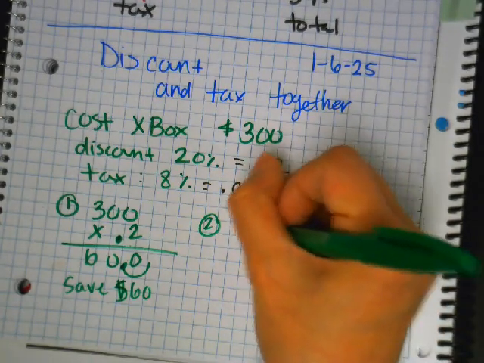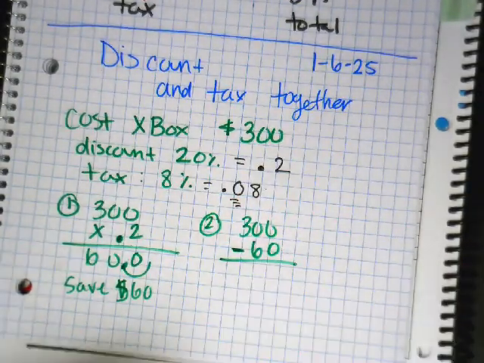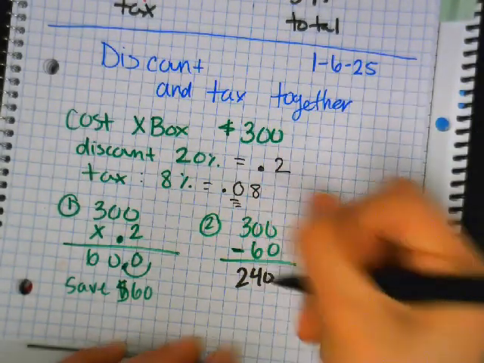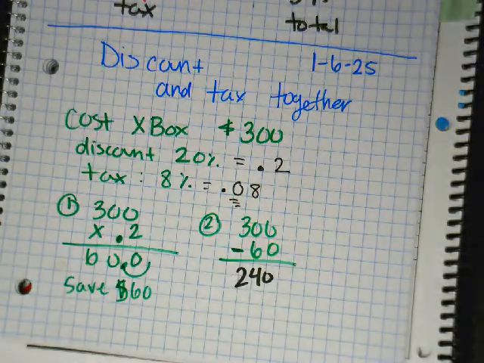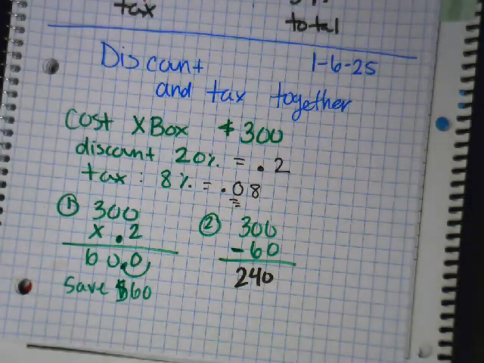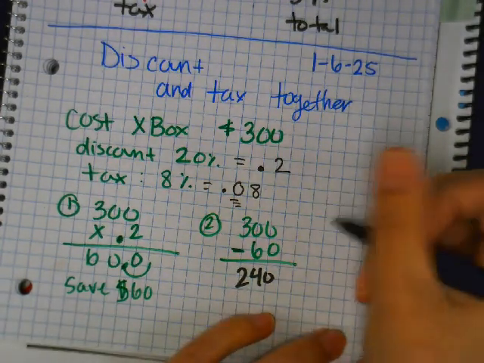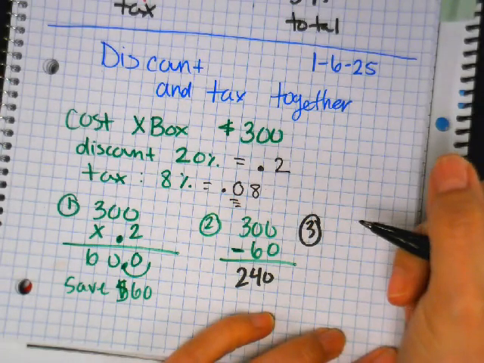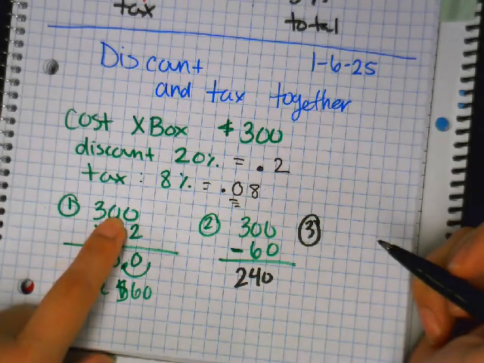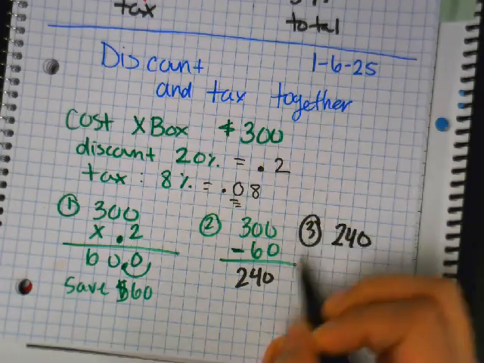Subtract. 300 minus 60. 240. Am I done? No. Because now we're going to still add your tax. So now we're going to go into step, do you want to call it step 3 or do you want to call it step 1 again? Okay. 3, which is otherwise known as step 1 in tax. So am I going to be taxed on 300 or am I going to be taxed on my new price? 240. Your new price.